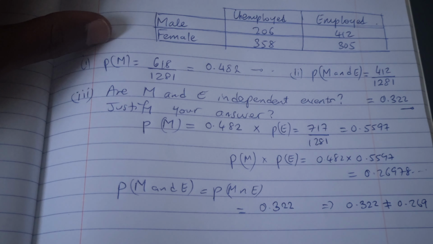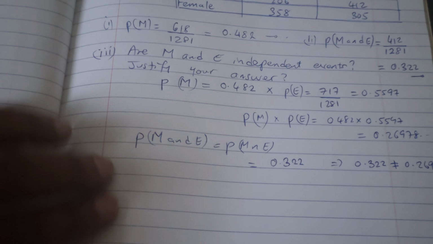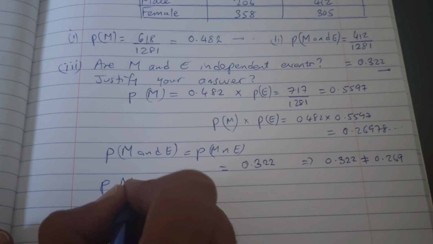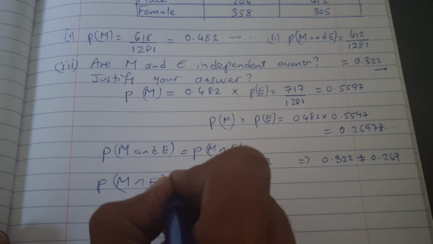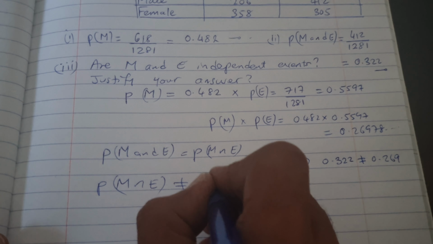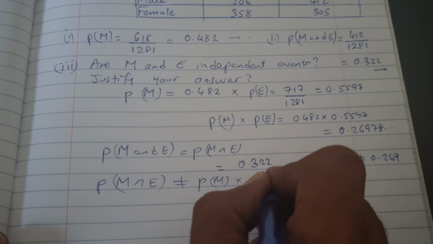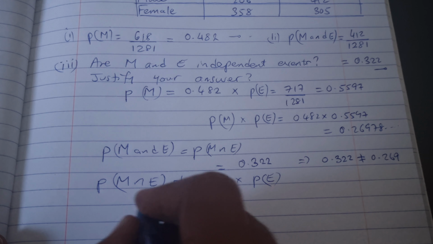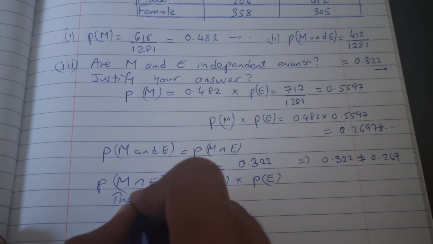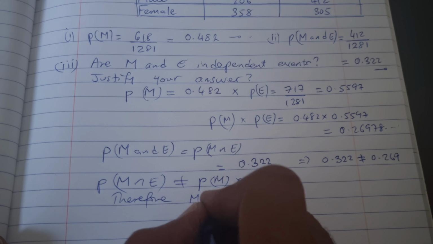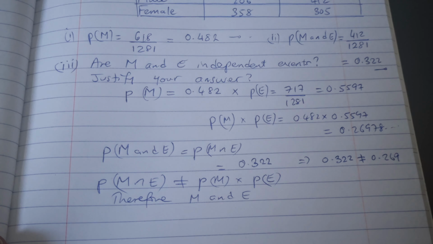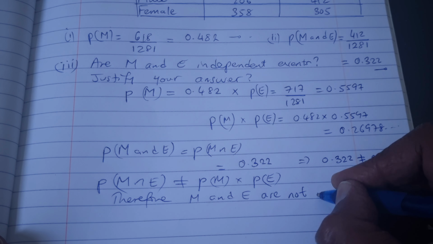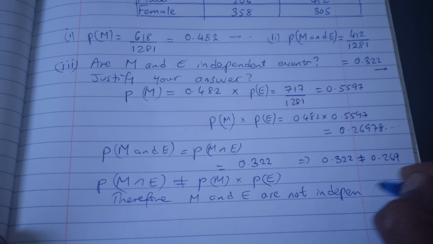So when that happens, what are we saying? We're saying that the probability of M intersection E is not equal to the probability of M times the probability of E. That said, it means that therefore M and E are not independent events.